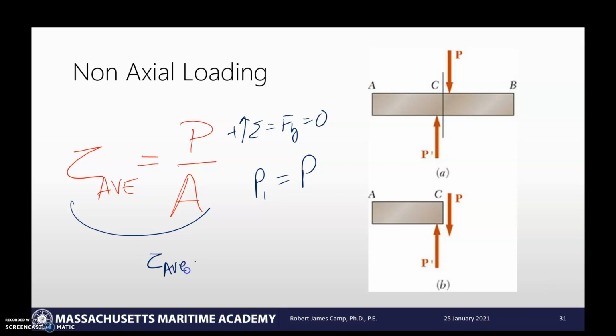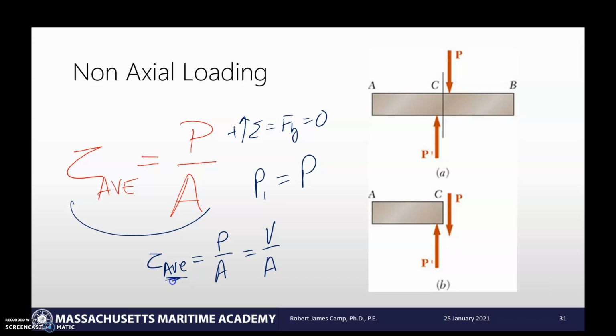The average shear stress is going to be the load over the area. Sometimes you will see this as V over A, because V would be a shearing force. The book, depending on what you're doing, will jump between P and V, so it doesn't really matter. It's just to keep a note. It's the same thing. It is the load over the cross-sectional area.